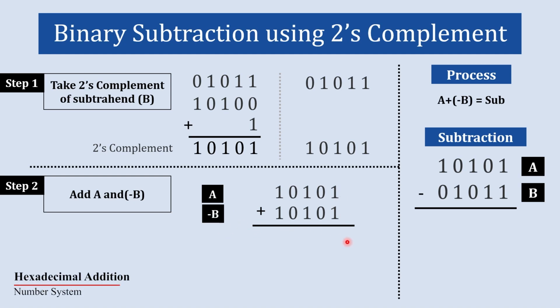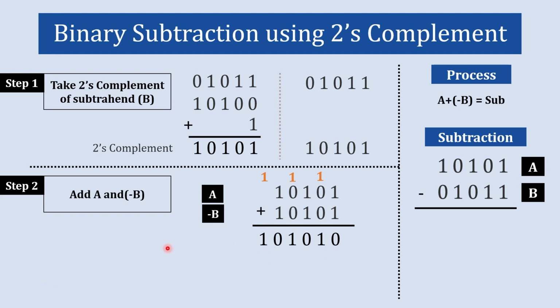Now let's add. 1 plus 1 is 0 and 1 is carried to the next column. 1 plus 0 is 1. 1 plus 1 is 0 and carries 1 to the next column. 1 plus 0 is 1. 1 plus 1 is 0 and carries 1 to the next column, and that carry we brought over here. So 1 0 1 0 1 0 is the result of our addition. And especially this one is known as the end carry or the final carry.